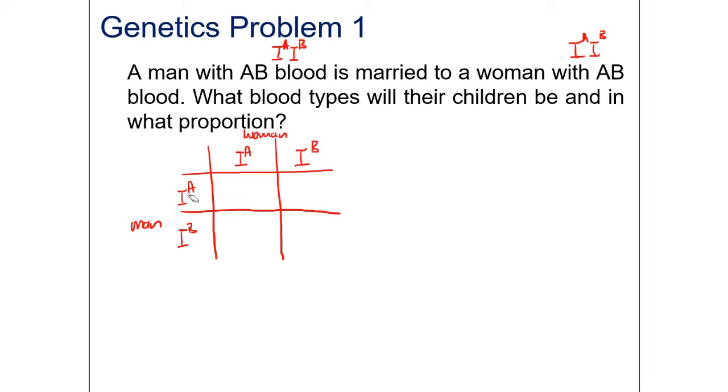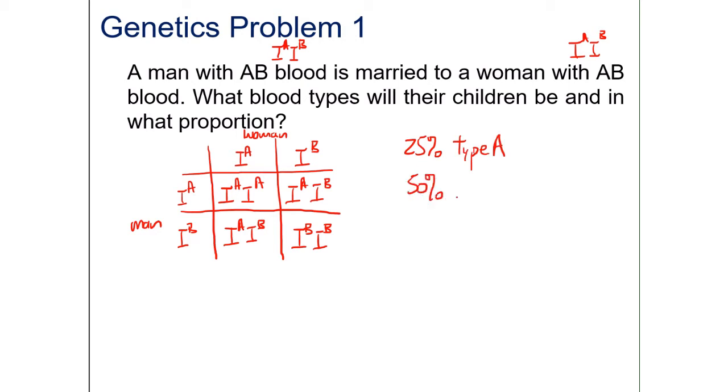So if this sperm fertilizes this egg, then their child would be IAIA. If this sperm fertilizes that egg, then we would have IAIB. Similarly, here we would have IAIB, and here we would have IBIB. So 1 out of 4 boxes is IAIA. That means 25% chance the child will have type A blood.